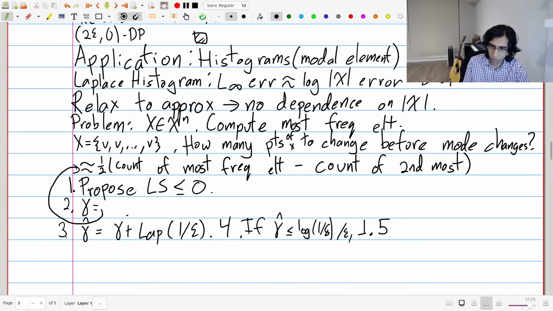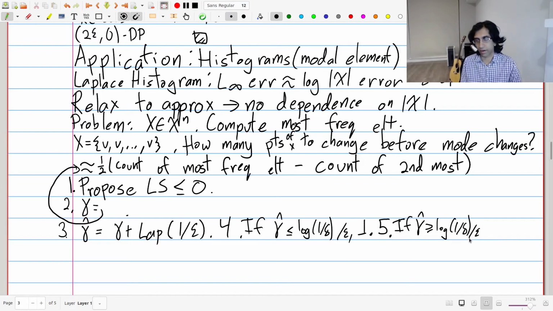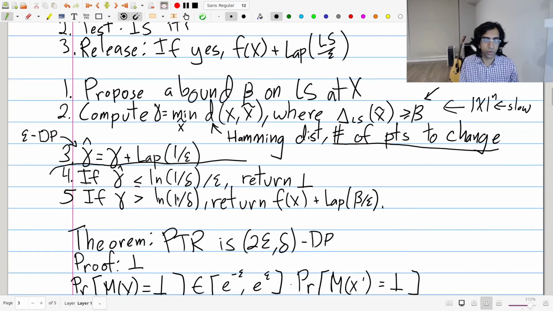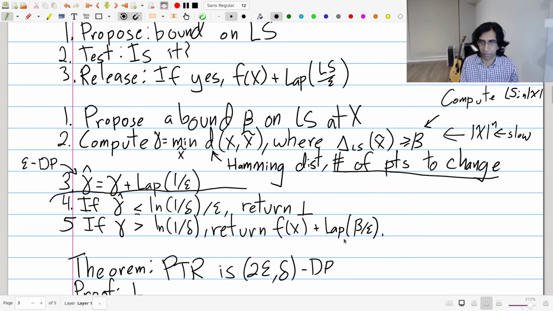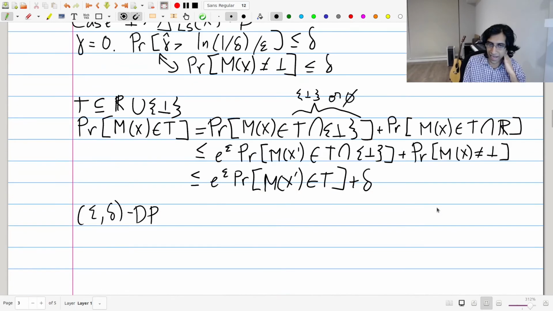And the final case is actually quite interesting. What we're saying here is, if gamma hat is large, that is, we're far from any data set where the sensitivity is non-zero, then we can just output the value exactly. Remember before, we would output f(x) plus Laplace noise calibrated to this upper bound on the local sensitivity. Well, here, remember we proposed the bound of beta. So therefore, you can just output the function f of x exactly. You don't have any noise added at all.